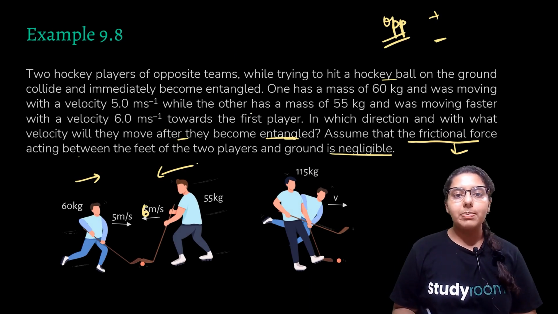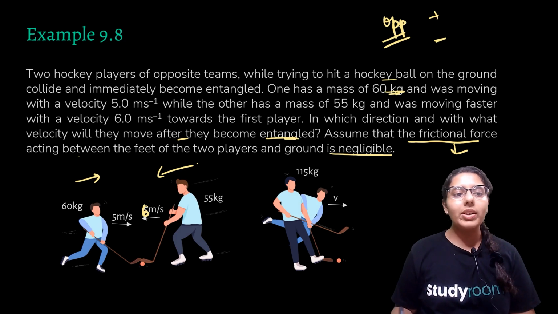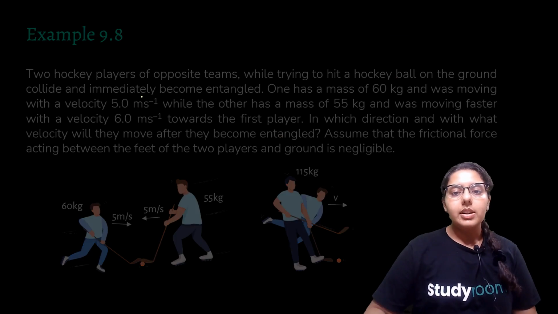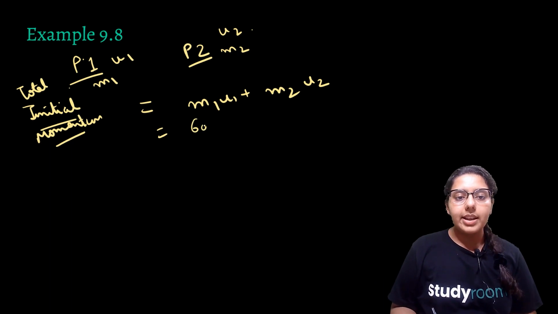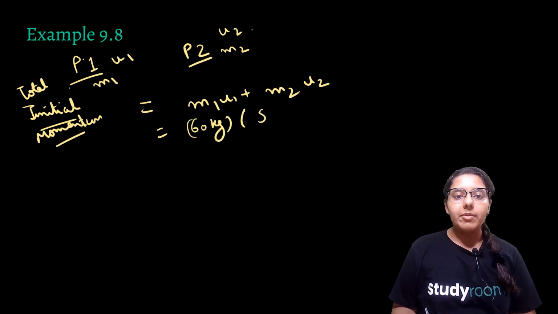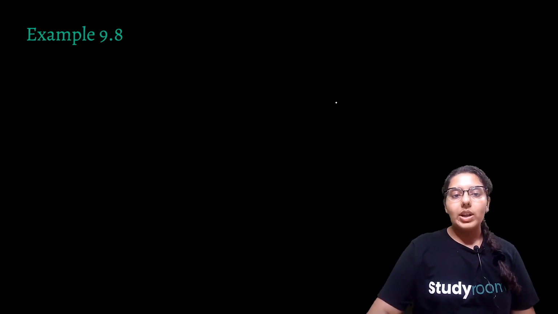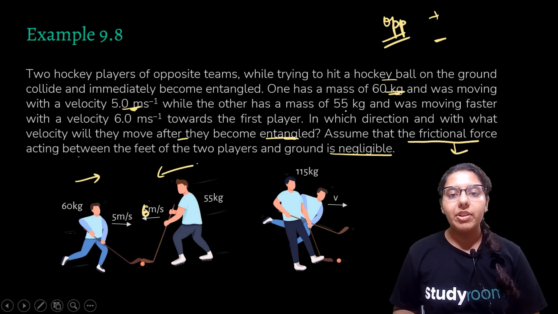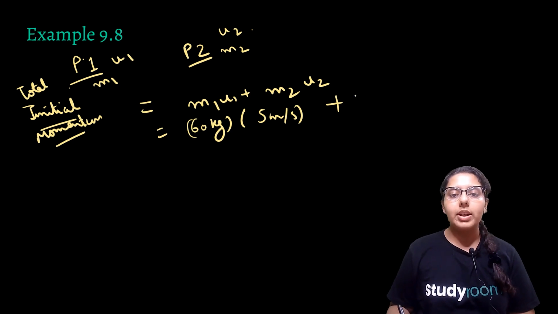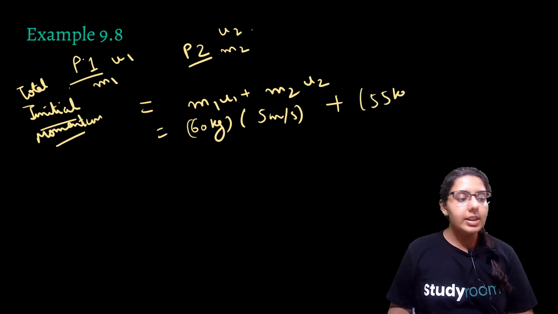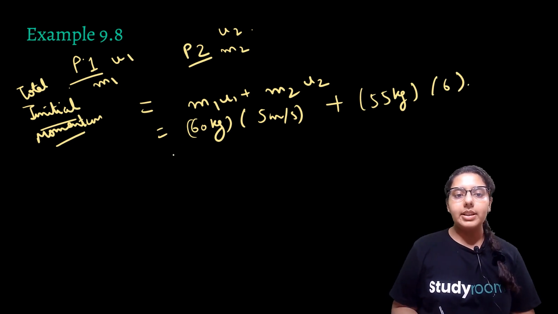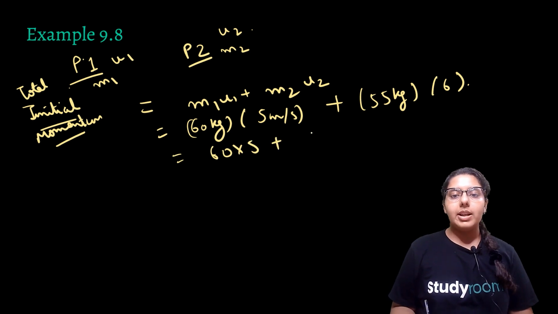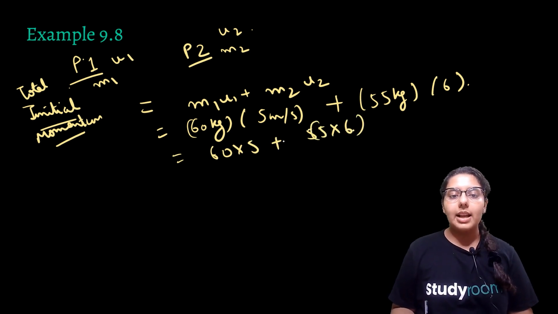Let's quickly see this. What is the mass of the first player? 60 kgs, and he is moving with a velocity of 5 meter per second. So our m1 is equal to 60 kgs and our u1 is 5 meter per second. Similarly, what is the mass of player 2? It is 55 kgs and he is moving with 6 meter per second. So our m2 is 55 kgs. What is our total initial momentum? It is 60 into 5 plus 55 into 6. Let's calculate it quickly.